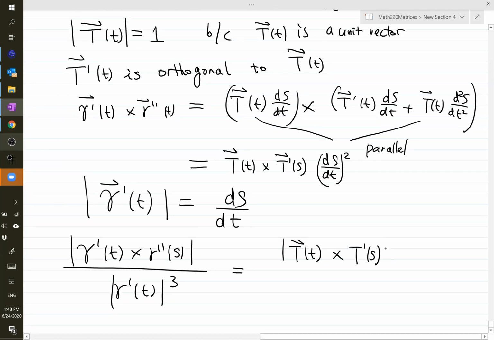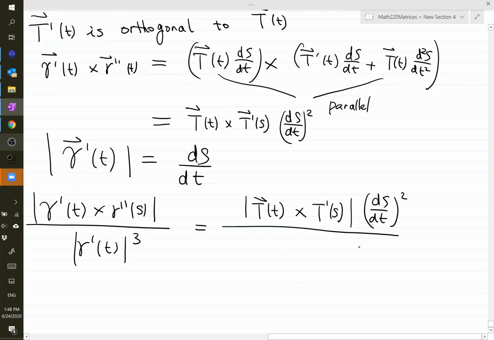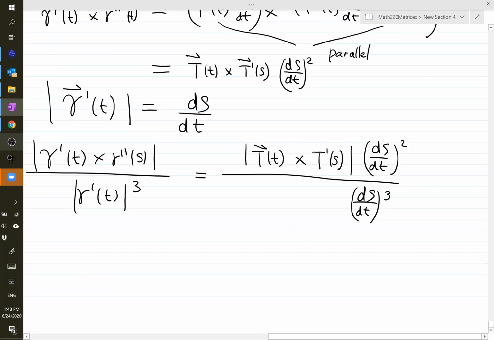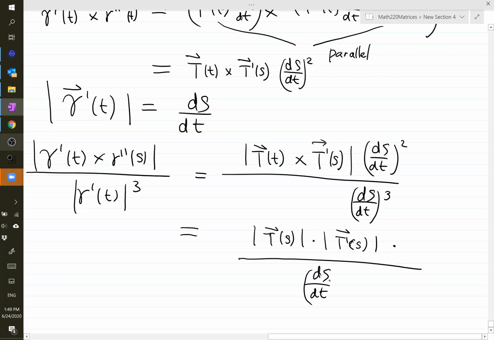We already know this is perpendicular, perpendicular. ds over dt squared over... Now this derivative's norm is ds over dt cubed. Now remember, the tangent vector and its derivative are orthogonal. So the angle between them is 90 degrees, and the norm of their cross product is the product of their norms. Now ds over dt squared cancels a square factor there, so this will be ds over dt to the power 1.